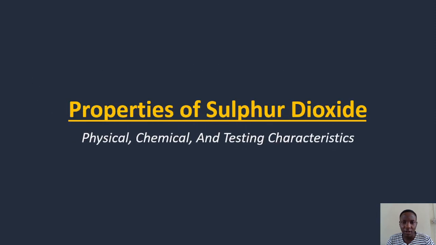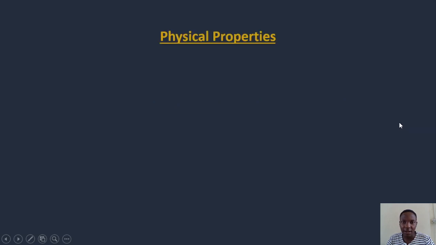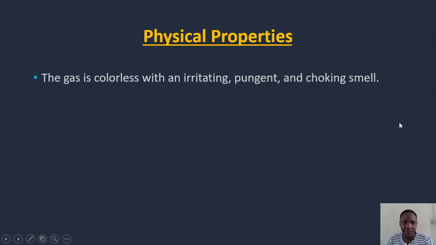Basically, we'll be talking about the physical, the chemical, and the testing characteristics or properties of sulfur dioxide. Let's dive into it, starting with the first part, the physical properties of sulfur dioxide. The gas is colorless with an irritating, pungent, and choking smell. That's the known physical property of sulfur dioxide.